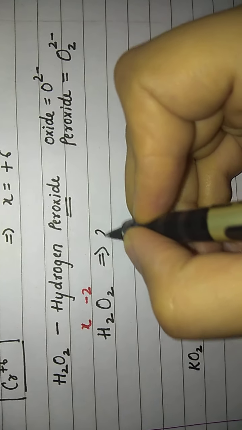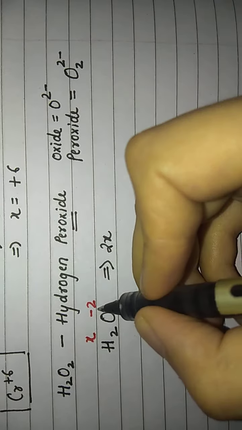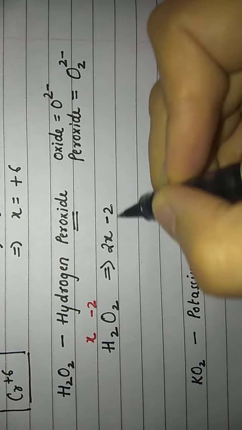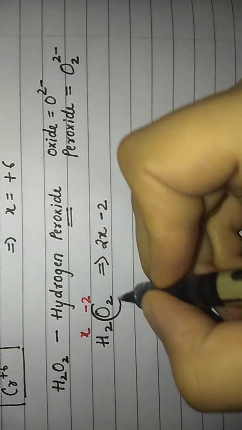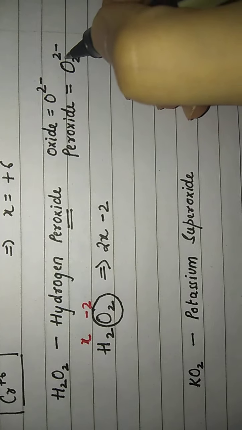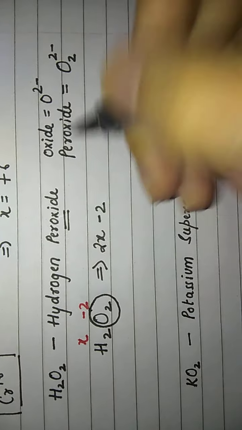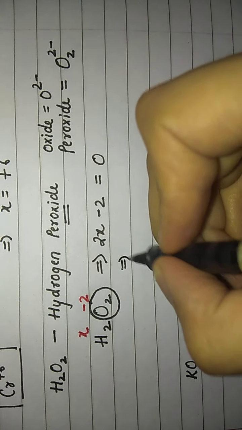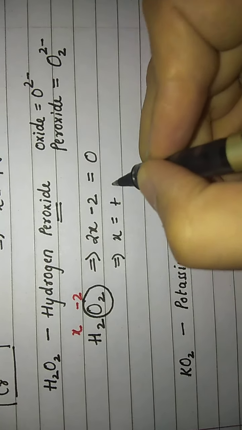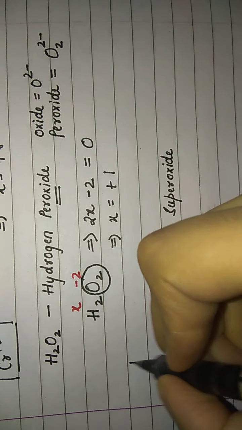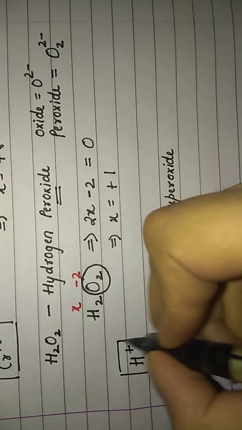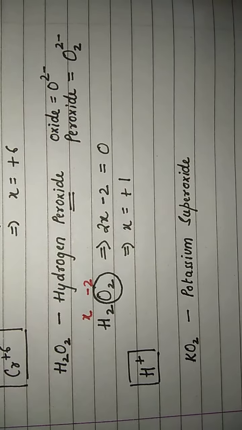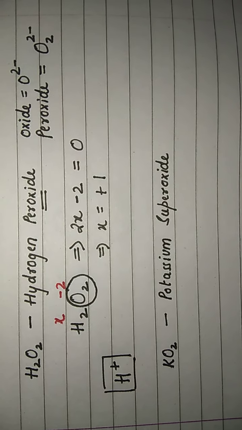X multiplied by 2, I get 2x. Now I will directly write -2 here. Why? Because over this whole O2 molecule, I have 2 minus charge. It is equal to 0 because it is an electrically neutral molecule. So you get X is equal to +1. Alright, so hydrogen exhibits a charge of +1. It exhibits an oxidation state of +1 in hydrogen peroxide molecule.